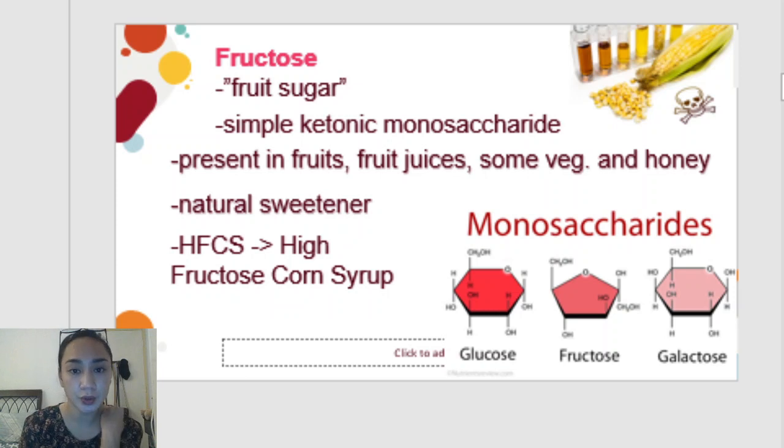Next is fructose. We call it fruit sugar. It is a simple ketonic monosaccharide present in fruits, fruit juices, some vegetables, and honey. It is a natural sweetener. If you're familiar with HFCS, also called high fructose corn syrup, you often see it in soft drinks or sugar-sweetened beverages.